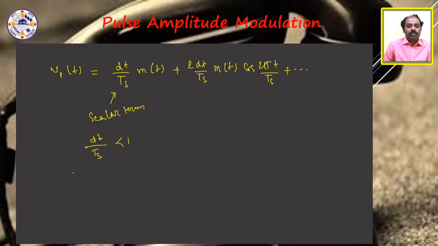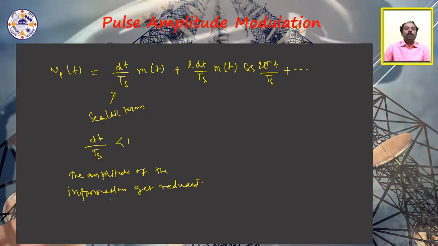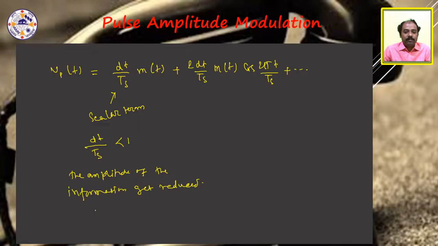Clear? So from this we can see that the amplitude of the information gets reduced. This is one of the problems in the case of PAM.